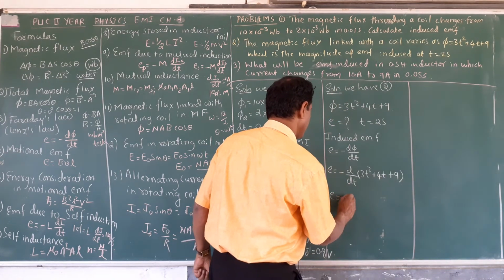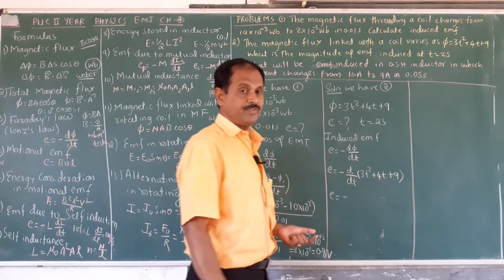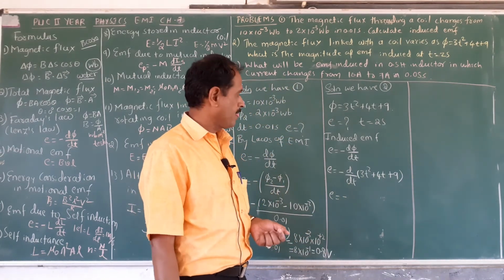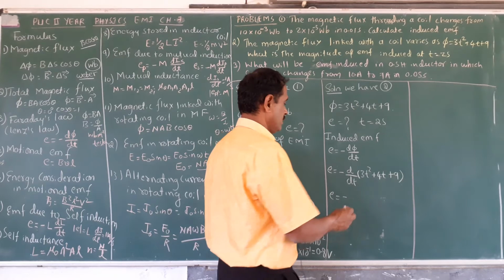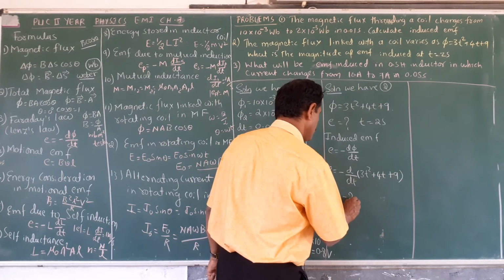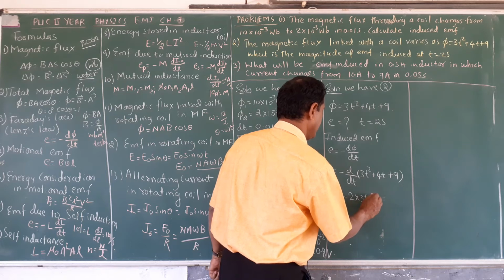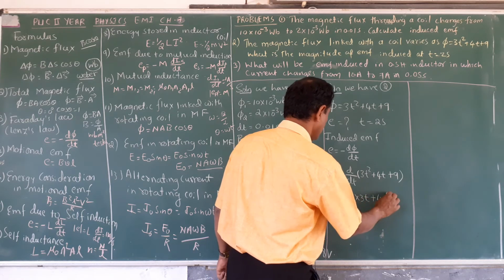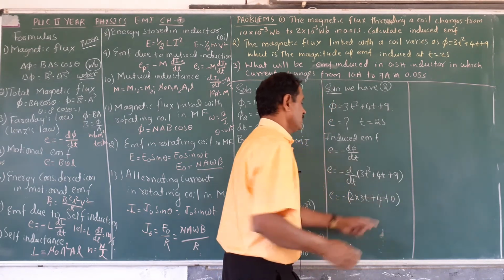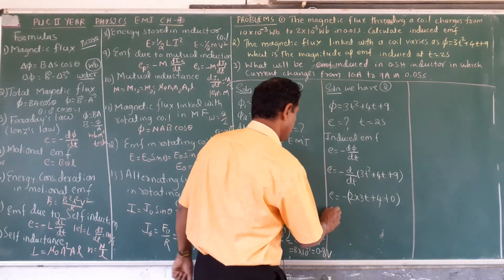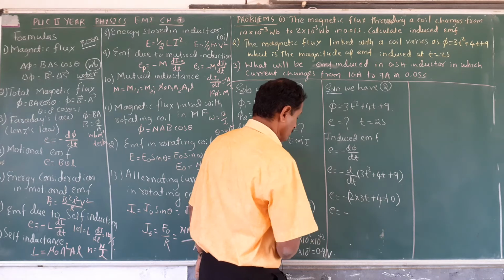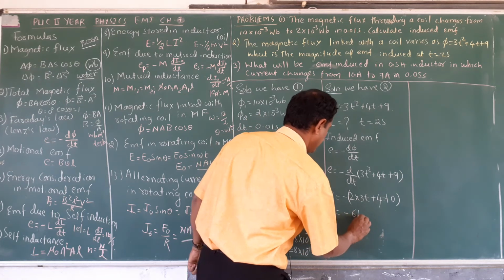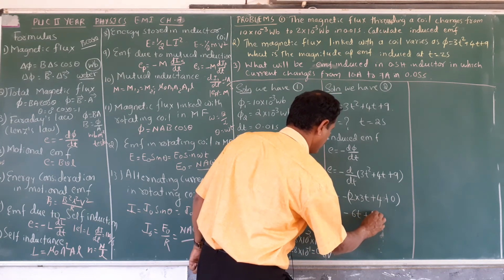E is equal to minus. Now we differentiate this expression. How to differentiate? Differentiate: 2 into 3t plus 4 plus 0. Differentiation of a constant is 0. So E is equal to minus, now this is 6t plus 4.